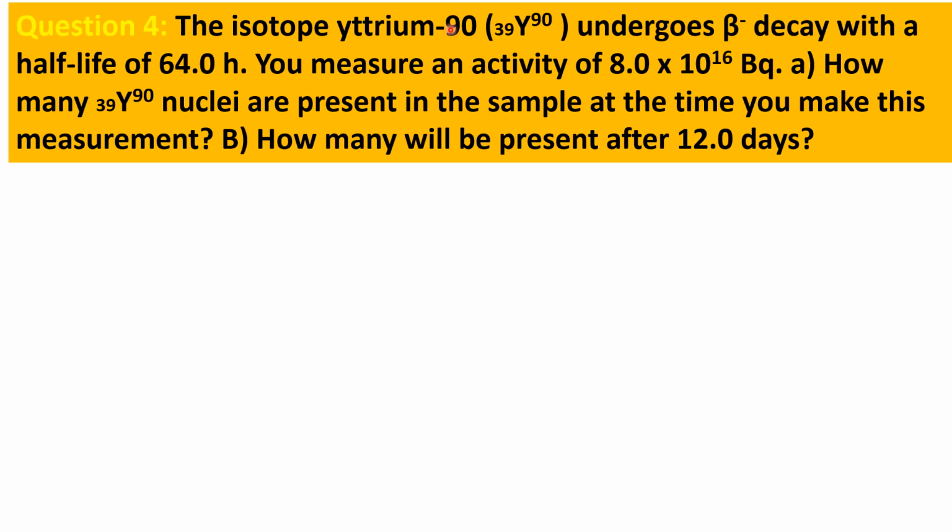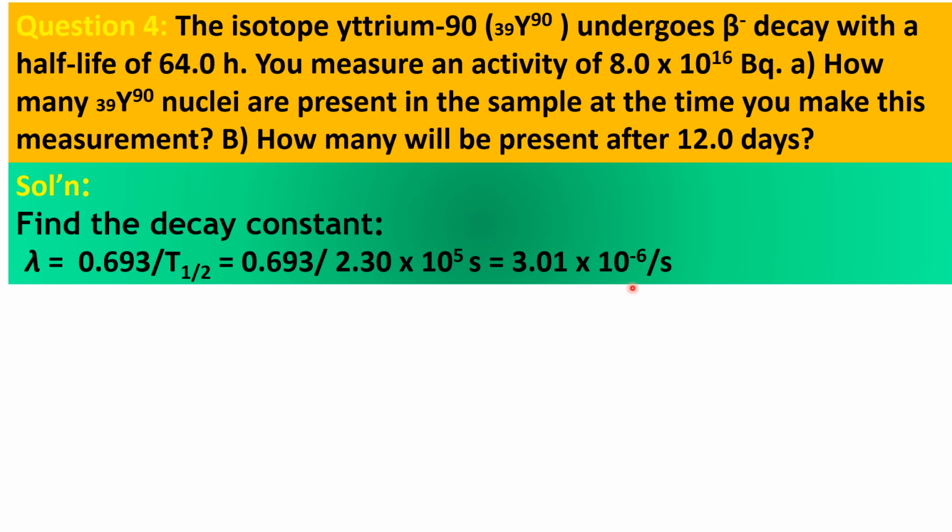Question number 4. The isotope yttrium, whose mass number is 90 and atomic number 39, undergoes a beta minus decay, which actually is an electron particle, with a half-life of 64.0 hours. You measure an activity of 8.0 times 10 to the 16 becquerel. So this is the initial activity, or A naught. Question letter A. How many yttrium nuclei are present in the sample at the time you make this measurement? Question letter B. How many will be present after 12 days?